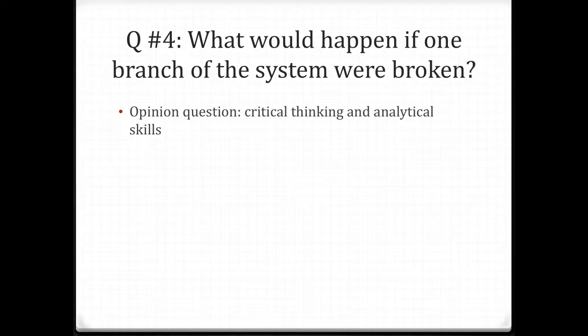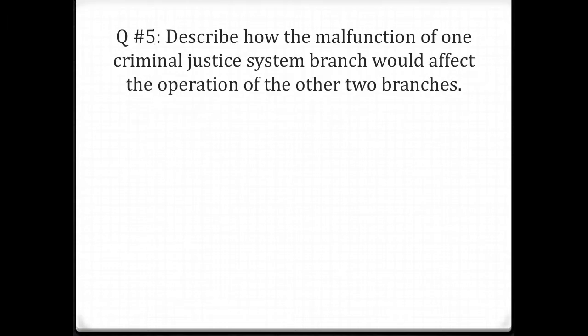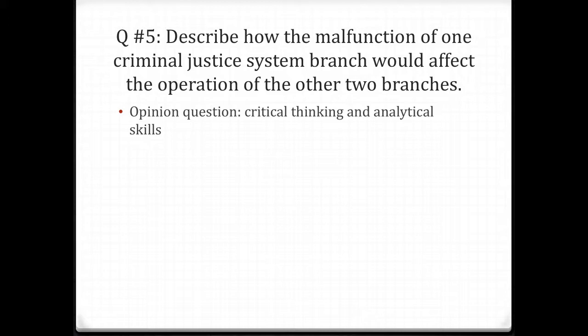Broken is where there is a crooked prosecuting attorney. There are crooked cops, where there are crooked judges that take bribes. That would be broken. All right. The fact that you don't like decisions, and I emphasize that because I want you to learn to develop your critical thinking skills. All right, describe how the malfunction of one criminal justice system branch would affect the operation of the other two. Once again, it is a critical thinking, analytical opinion question.